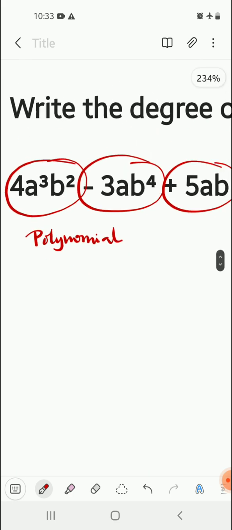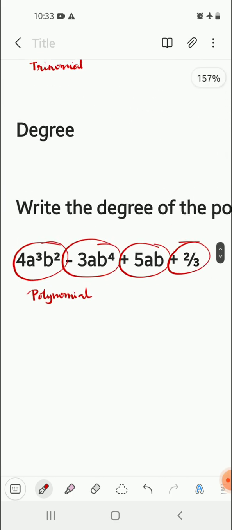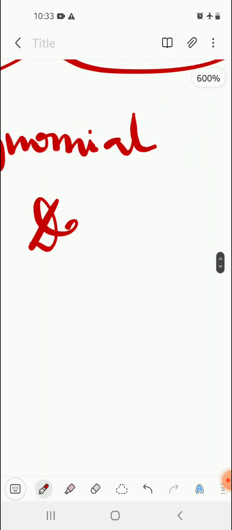Now if you are asked to find the degree, check what will be the degree. See, a to the power 3, b to the power 2, 4, b to the power 4. So b to the power 4 is actually the highest power that we have. So my degree will be 4.